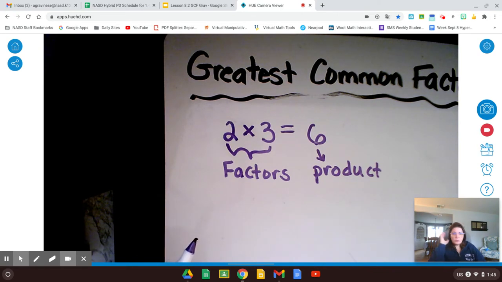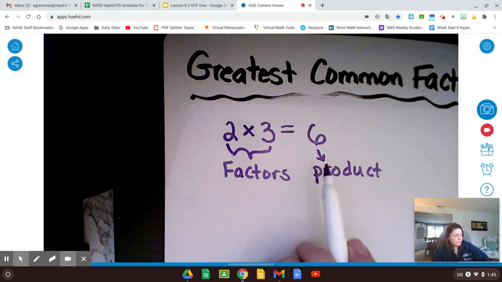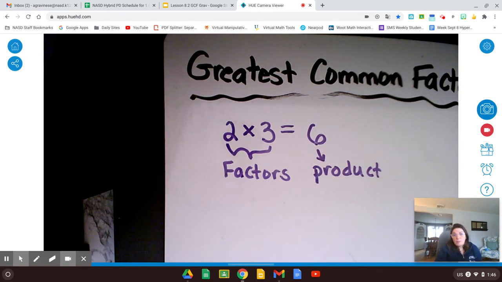So when we are doing this skill of finding the greatest common factor, when you have two numbers or more, so a set of numbers, we'll say we have two numbers, what's the greatest number that those numbers can be divided by? In other words, what is the greatest number that is a factor of both numbers?